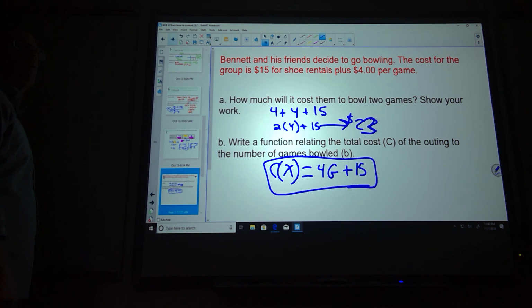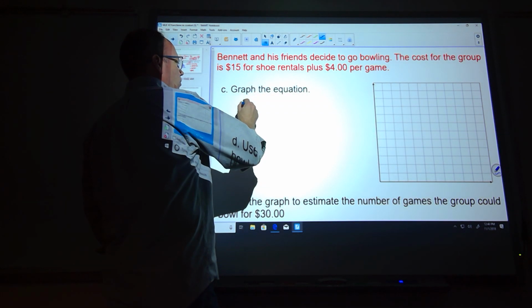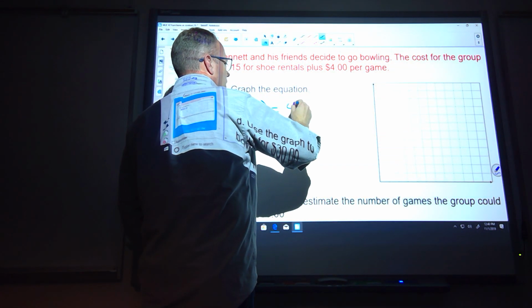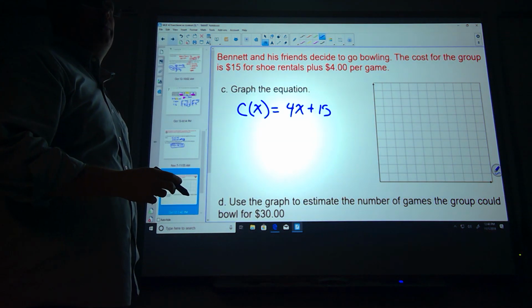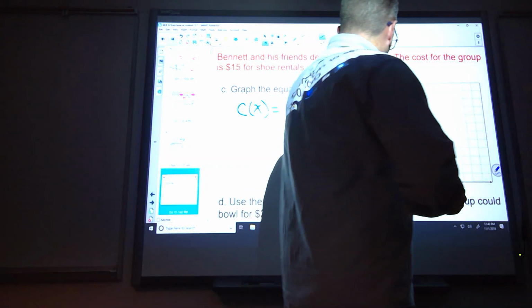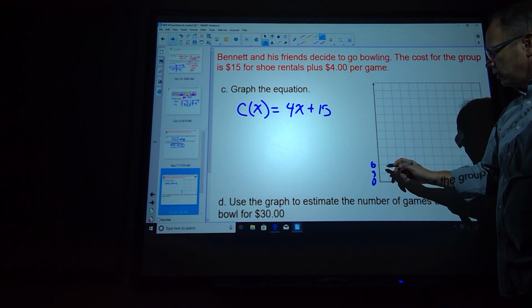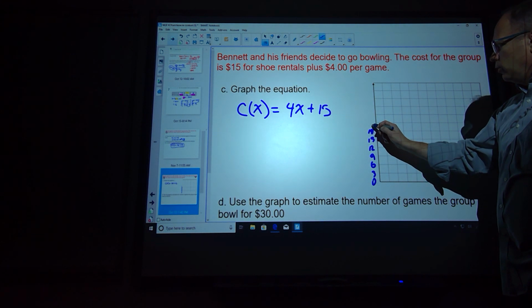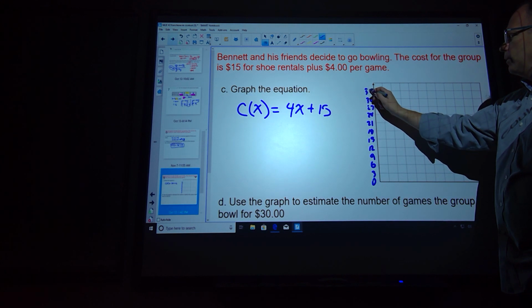All right. So graph the equation. What was our equation I just wrote? C of b is equal to 4 times bowling plus 15. So what's my y-intercept have to be up here? 15. I don't think I have enough for 15 here, so maybe I'll count by 3. So 0, 3, 6, 9, 12, 15, 18, 21, 24, 27, 30, 33, and 36.